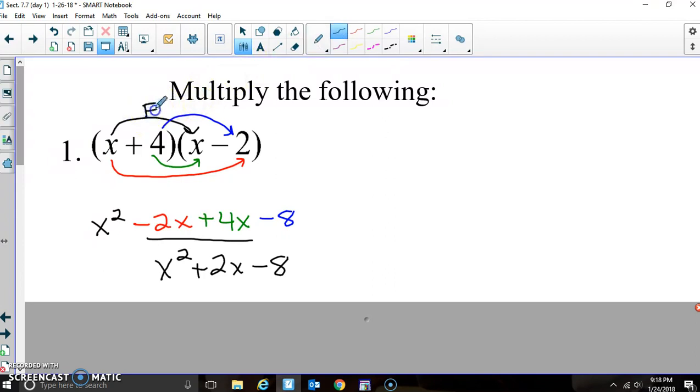x times x is first. The x times the negative 2 is the inner. Or excuse me, those are the outer. 4 times x is your inner, and then the 4 times negative 2 is the last. So we get FOIL: first, outer, inner, last.